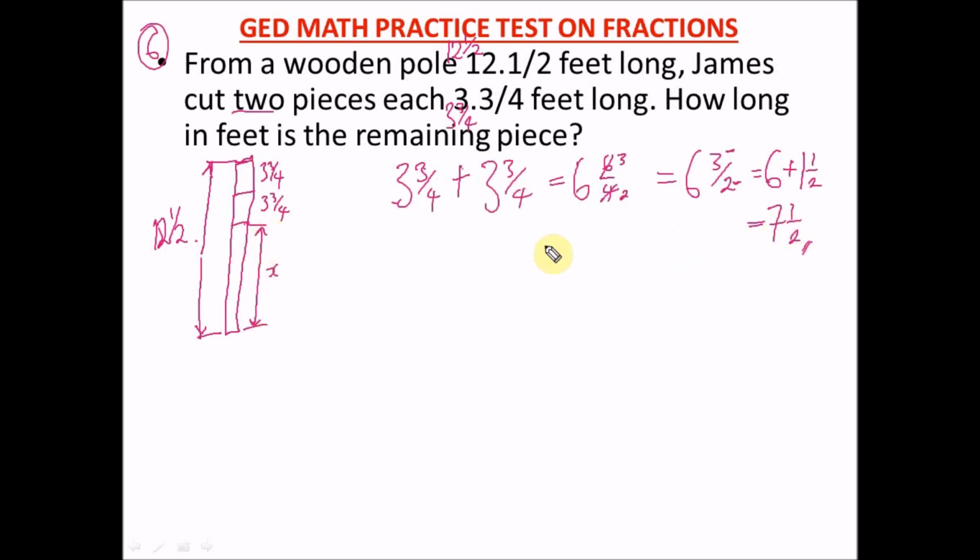So to get our x, we have to subtract 7 whole number 1/2 from 12.5. So we have here 12 whole number 1/2 minus 7 whole number 1/2. This is quite straightforward. 12.5 minus 7.5 is definitely going to give us 5. Since we have a half here and a half here, the half will cancel out, and we are left with 12 minus 7, which is 5.